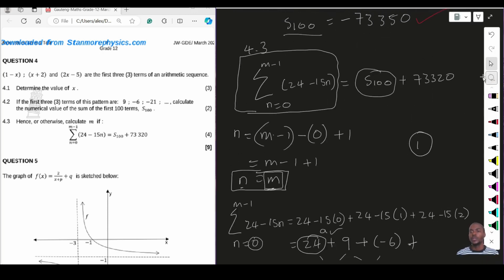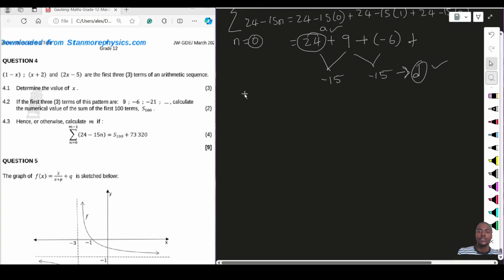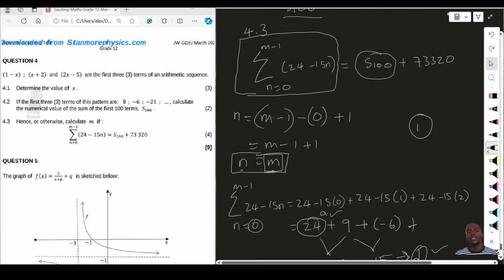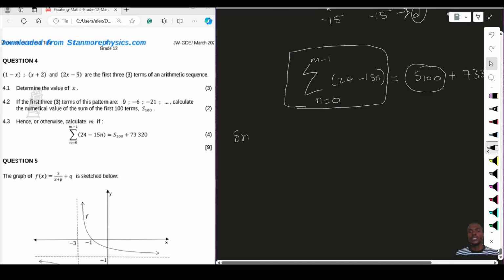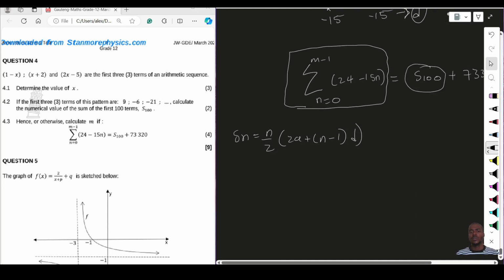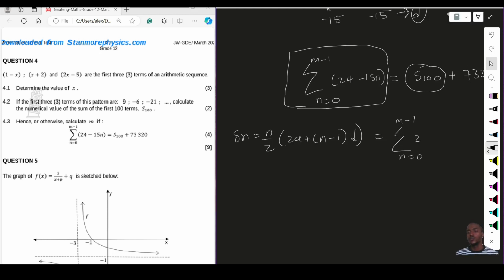Let me try to copy this because it's very important. This is our reference to answer this. So I can say copy, then let me paste it here. Using the information that we have, the first information is that n is equal to m. So you know that Sn is equal to n over 2, times 2a plus n minus 1, then d. Then we know that this is equal to the sigma, m minus 1, n equals 0, then 24 minus 15n.